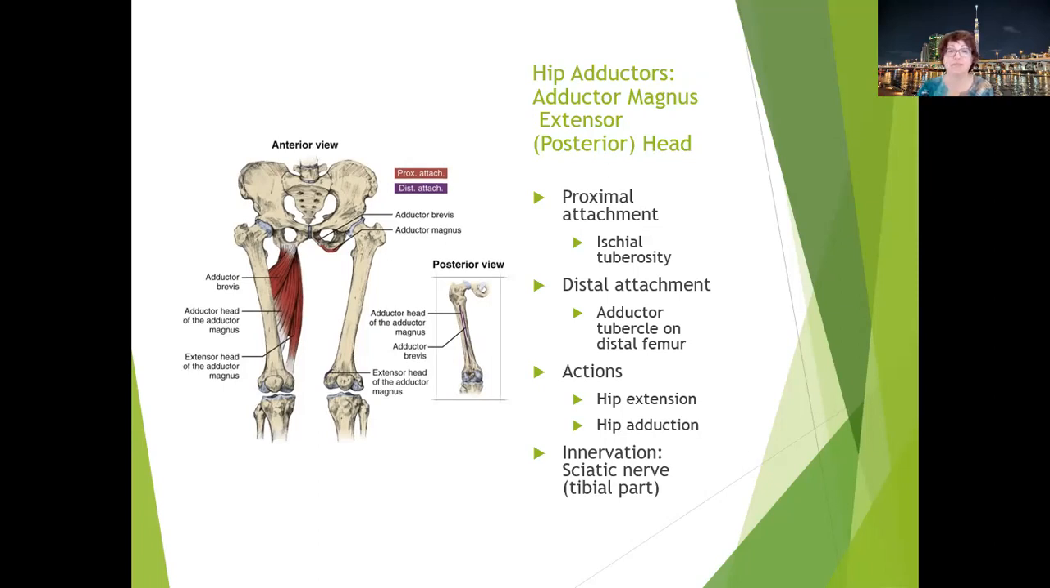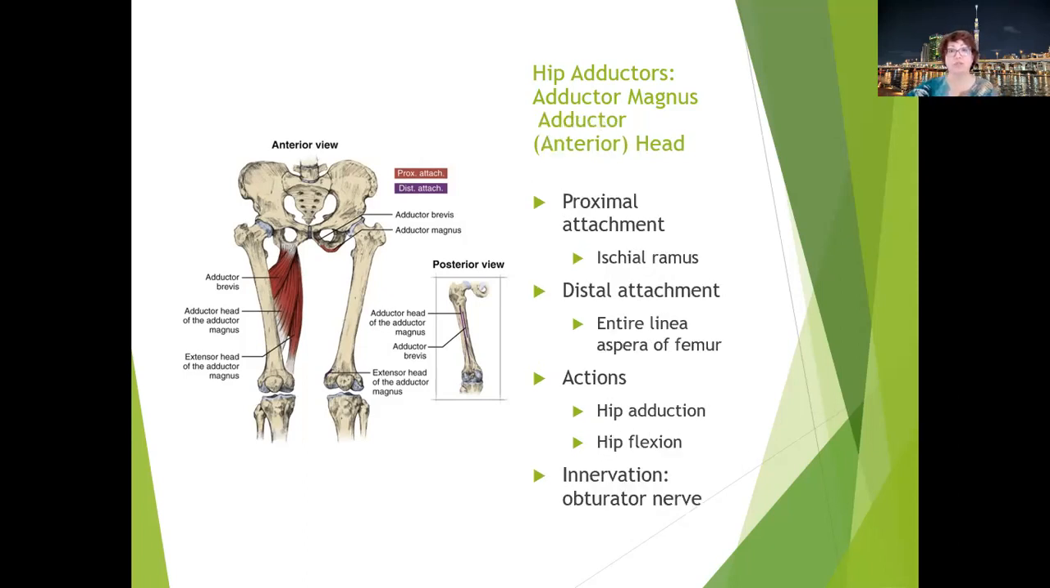Makes sense, right? Its proximal attachment is the ischial tuberosity along with the hamstrings. Its distal attachment is the adductor tubercle on the distal femur. It does hip extension and hip adduction, and it's innervated by the sciatic nerve, the tibial part of the sciatic nerve. The adductor head, which is the anterior head of the adductor magnus, its proximal attachment is on the ischial ramus.